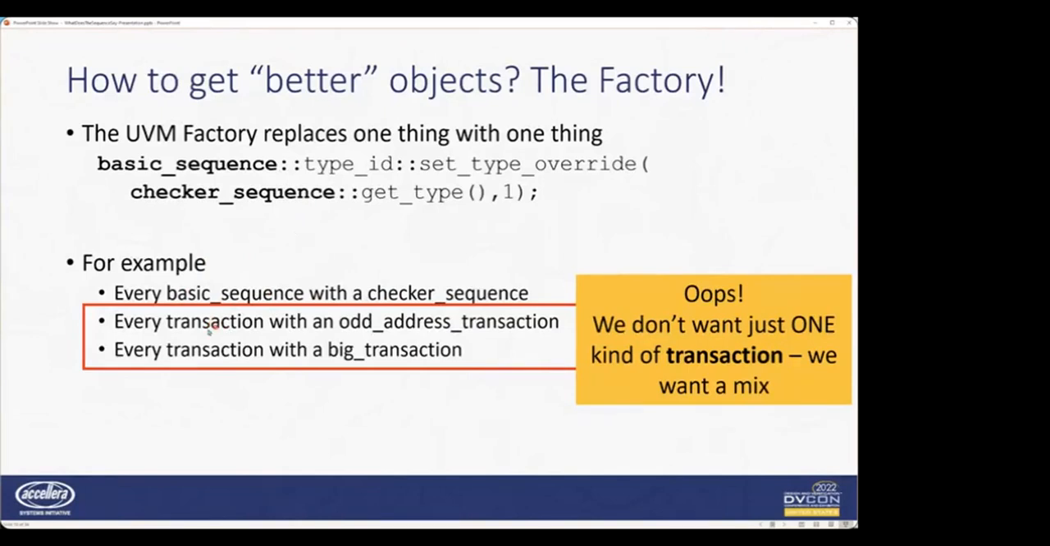So that's great. So now every basic sequence can be replaced with a checker sequence. Every transaction can be replaced with an odd transaction. And then every transaction can be replaced with a big transaction. Oops, wait a minute. We actually want to have our sequence pick one of our three. We have three better transactions, actually maybe even one of our four. So that's not going to work. The factory won't work. We can only replace one thing at a time.